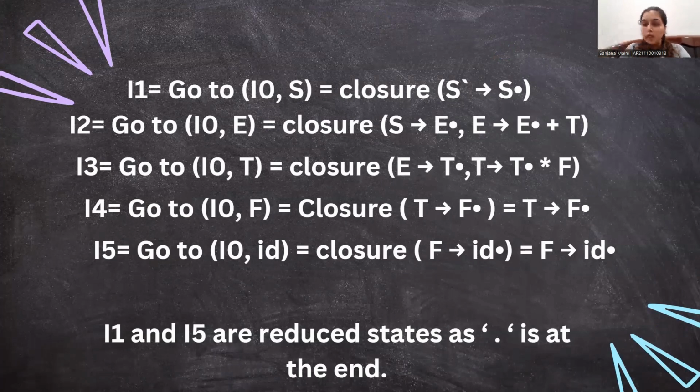If we observe all this carefully, we see that there are two states, I1 and I5, in which the dot is at the rightmost position on the right hand side. That is I1 and I5. So these are reduced states because the dot symbol is at the last position of the right hand side, and there is no other terminal or non-terminal symbol after that dot symbol. Therefore, I1 and I5 are the reduced states.